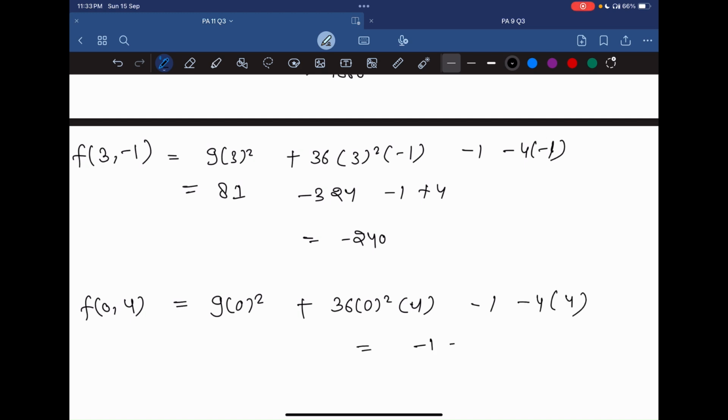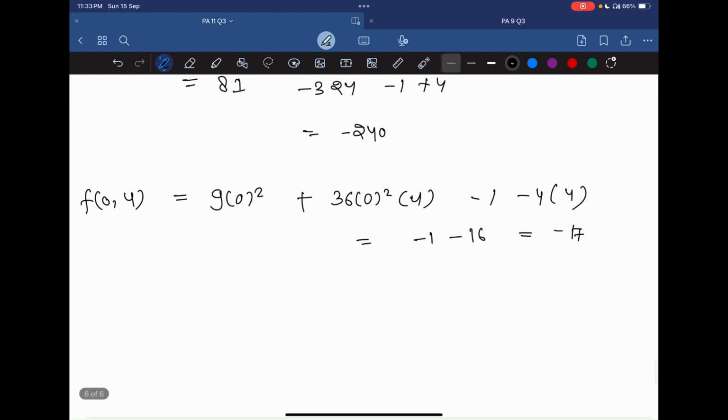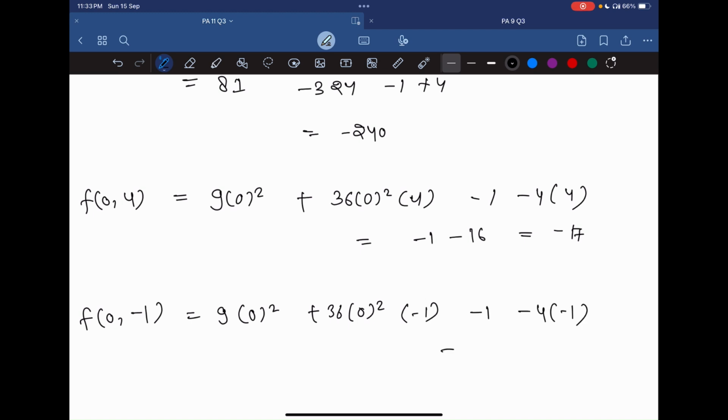Now the remaining 2 points, that is 0 comma 4 and 0 comma minus 1. So this would be minus 1, minus 16, that is minus 17. F of 0 comma minus 1, minus 1, minus 4, minus 1. So it would be 3.